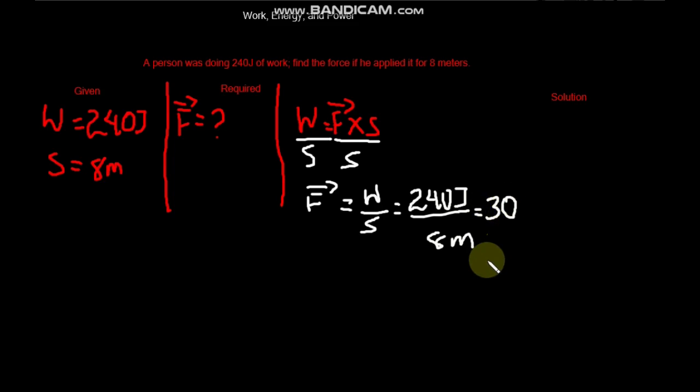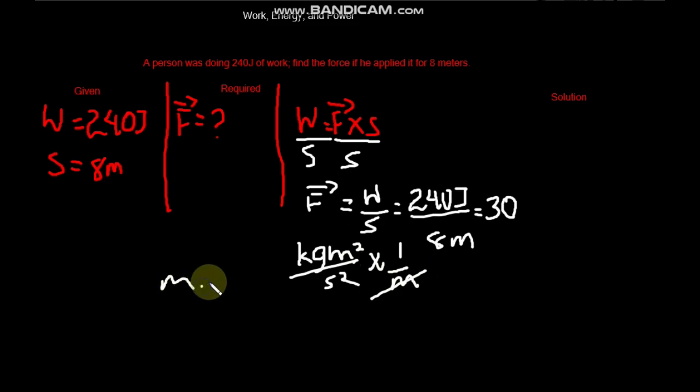But how can you know that joule over meter is Newton? We just have to break it up to its fundamental quantities. Kilogram meter square per second square times 1 over meter. So m squared means m times m, so one m cancels with the m in the denominator. So this exponent is no longer here. So we come up with kilogram meter per second square, which is Newton. So this is equal to 30 Newton.